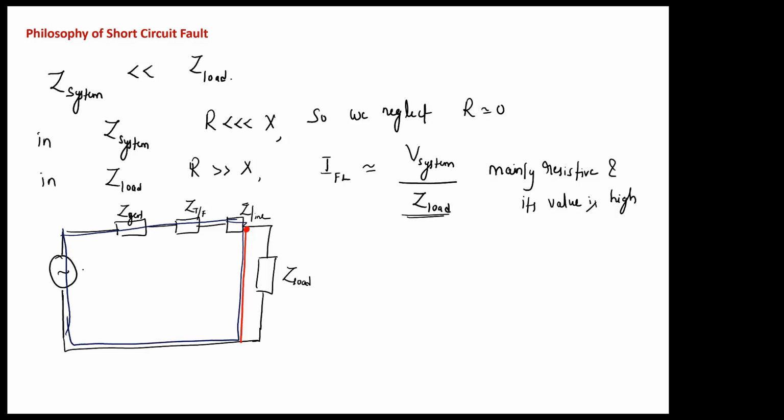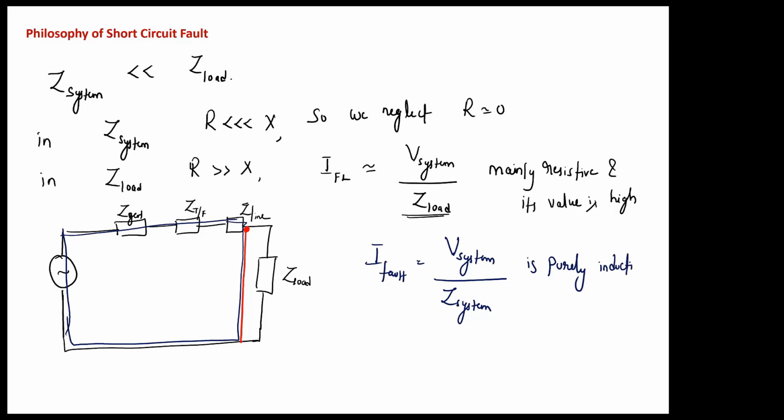Okay. So my fault current IF is V system divided by Z system. So what is the feature of this fault current? If you completely neglect the resistance in the system elements, then it will be purely inductive current, and it is large.